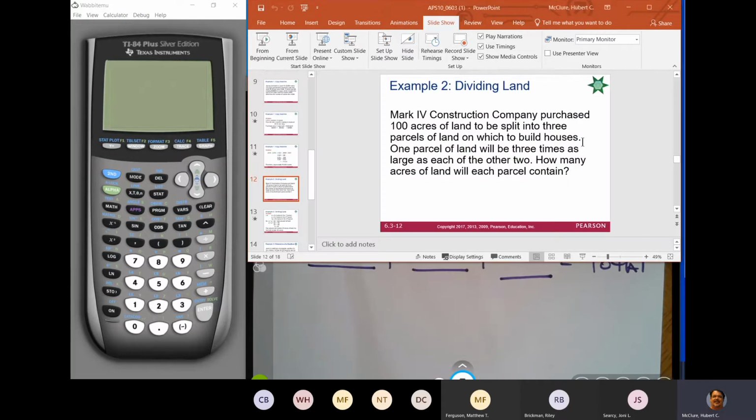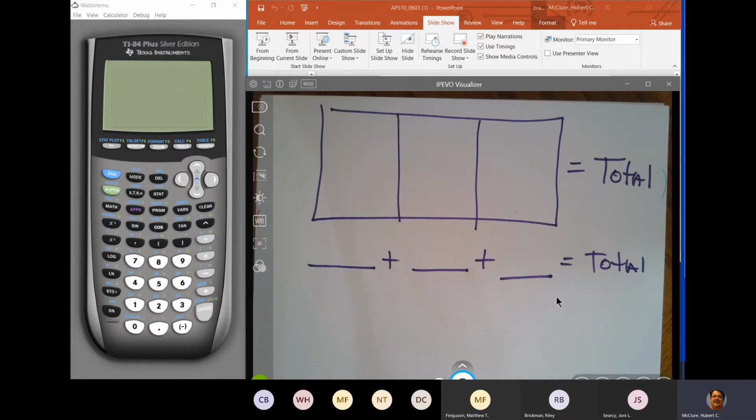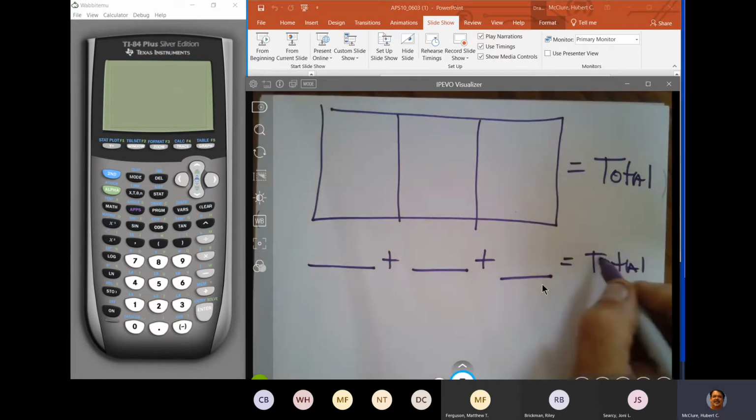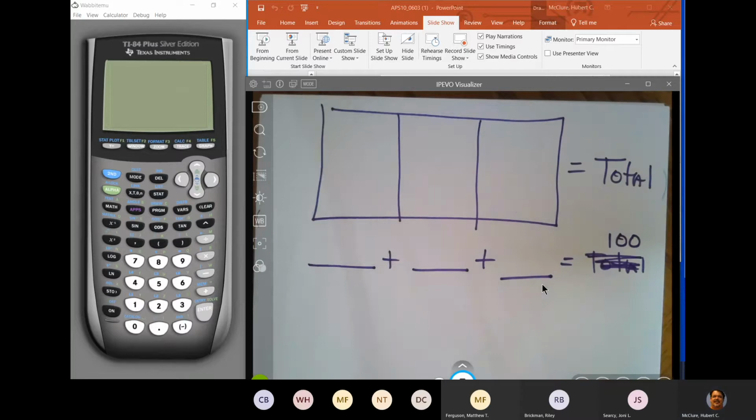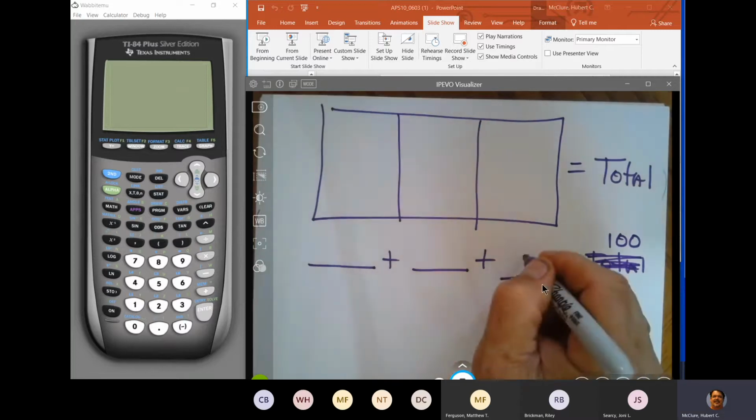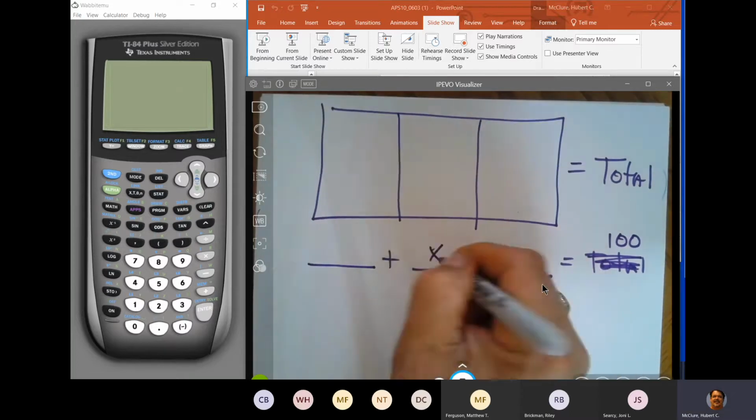3 parcels of land on which to build houses. 1 parcel of the land will be 3 times, multiplication, 3 times as large as each of the other 2. Well, the other 2, since they don't have any times on them, are going to be X. And the only other number you got is 100, so you know that's going to be on the right side of the equal sign. So that's going to be 100. And X, and X, and 3X.